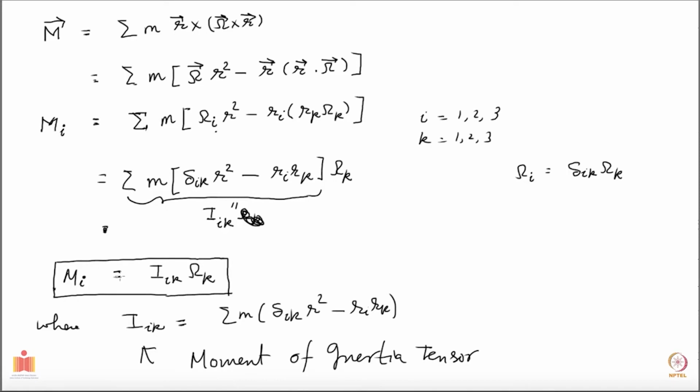Okay, that's good. Let's look at this property. So let me write down here again, Iik, moment of inertia tensor, is defined as summation over m delta ik r square minus ri rk. Is that correct? That is correct. And Mi is perfect. Now properties.